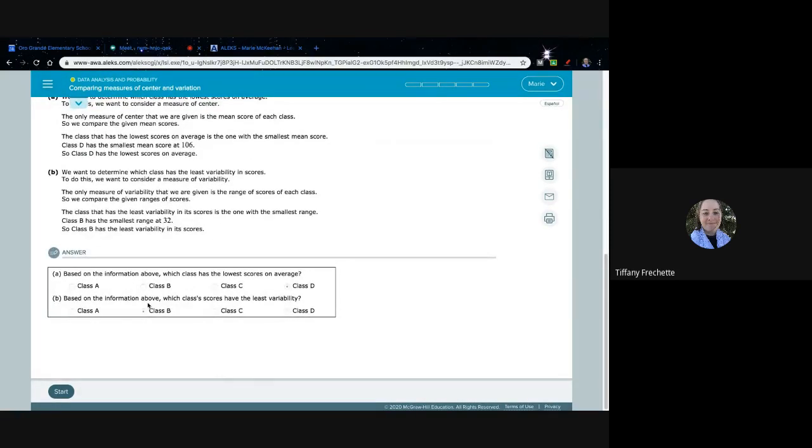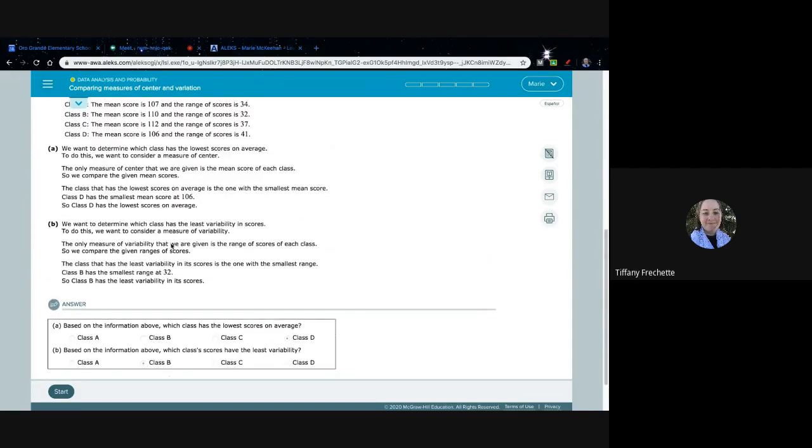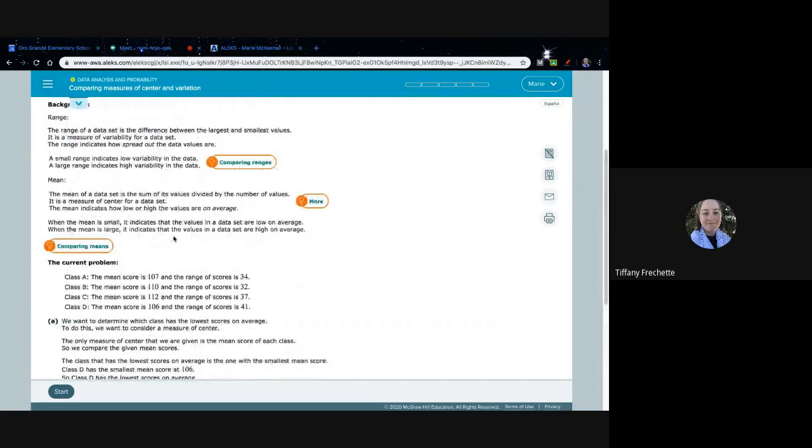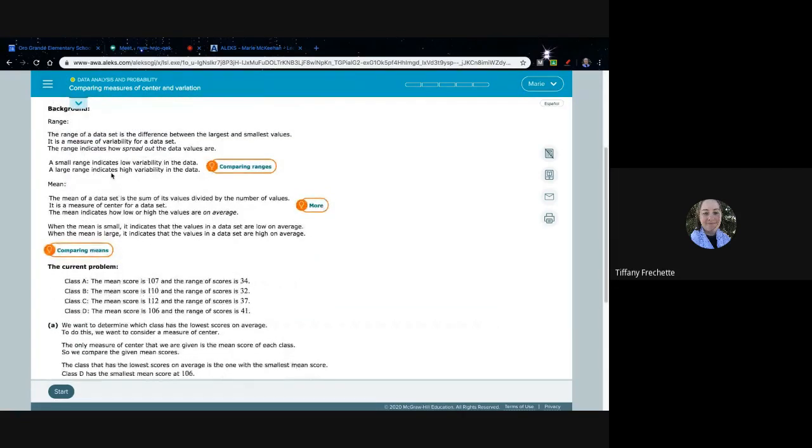We want to determine which class has the least variability in scores. To do this, we want to consider a measure of variability. The only measure of variability we are given is the range of scores of each class. So we compare the given ranges of the scores. The class that has the least variability in its scores is the one with the smallest range. Class B has the smallest range at 32, so Class B has the least variability in its scores. I just went through and read the description here, so we're taking what we know about the two things, range and mean.